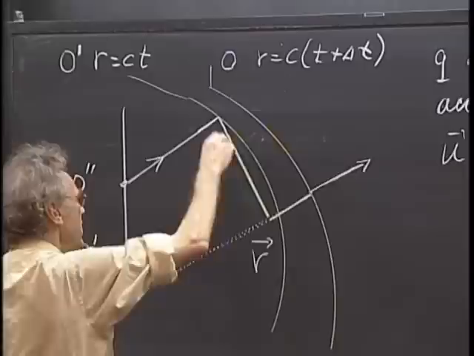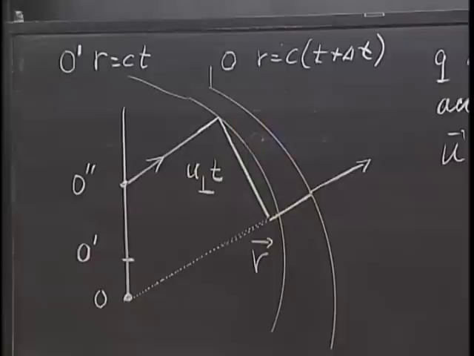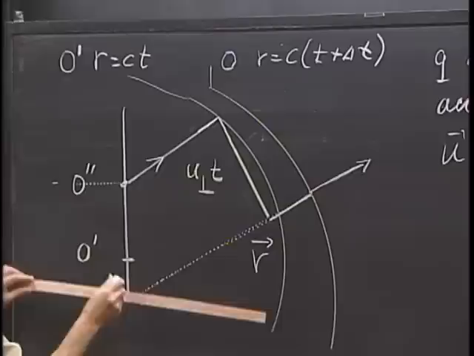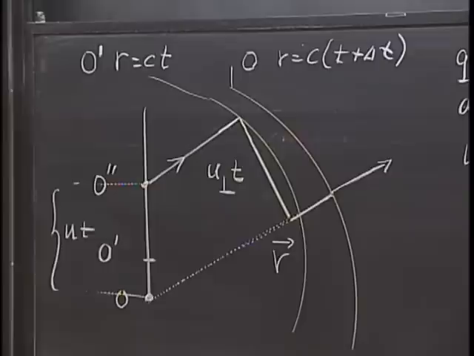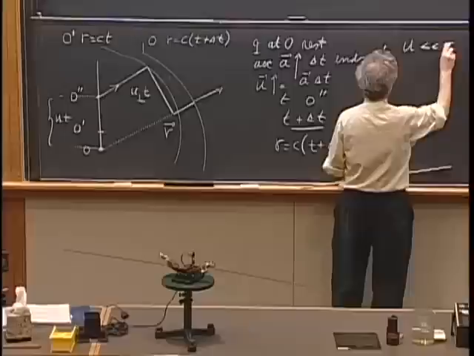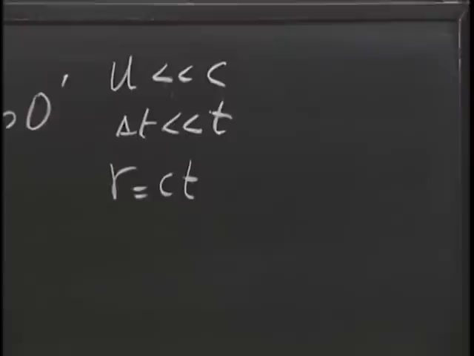This length here has a length u perpendicular times t. You can easily see why that is the case, because this distance here is ut. Now, you may say, well, it wasn't going with velocity u here. I grant you that, but keep in mind in whatever follows that u is way, way smaller than c, delta t is way, way smaller than t, and so r, which is c times t, is way, way larger than ut.